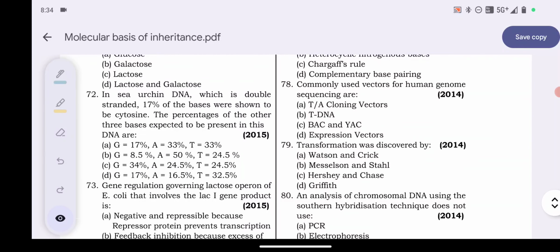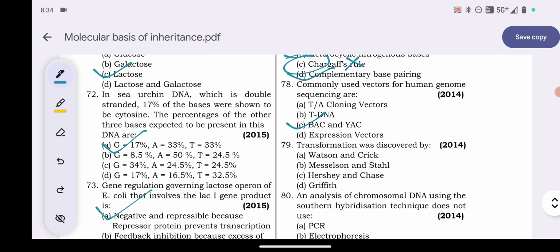Question number 78. Commonly used vectors for human genome sequencing are... The answer will be option C, BAC and YAC. Bacterial artificial chromosomes and yeast artificial chromosomes, these two are the commonly used vectors for human genome sequencing. Okay, BAC and YAC.